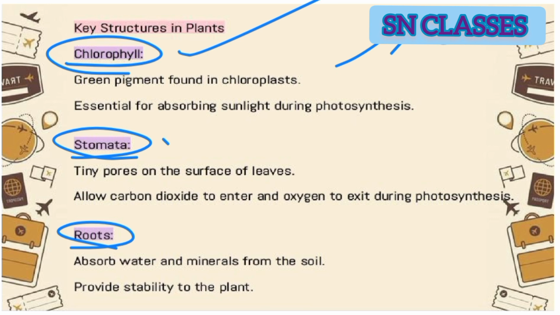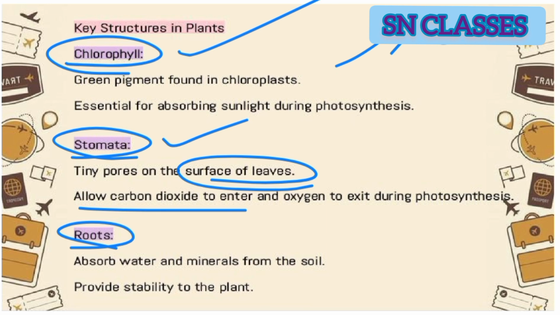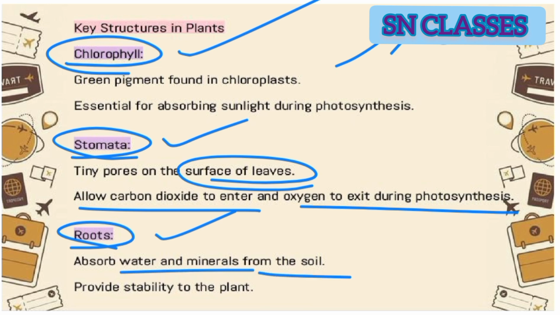Now let us see the stomata. Stomata are tiny pores seen on the surface of the leaf. They allow carbon dioxide to enter and oxygen to exit during photosynthesis in the plant. And the next structure is the root. You have already read about it in primary classes, right? The root absorbs water and minerals from the soil, and it also gives stability to the plant to stand stiff and strong.